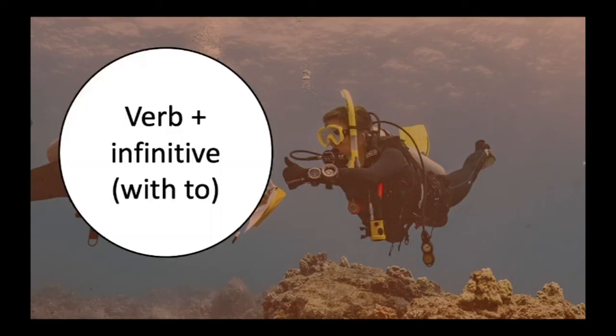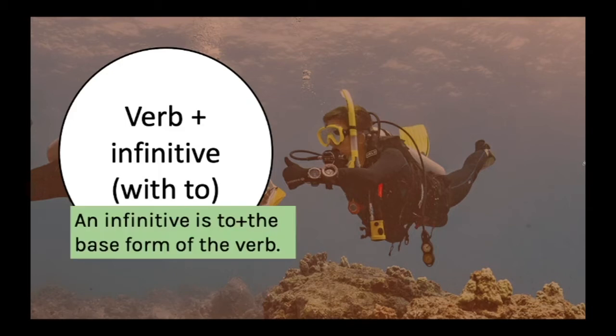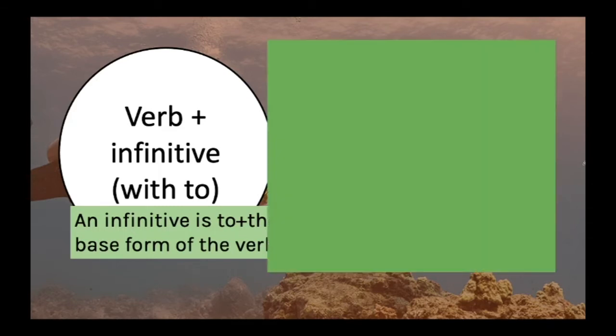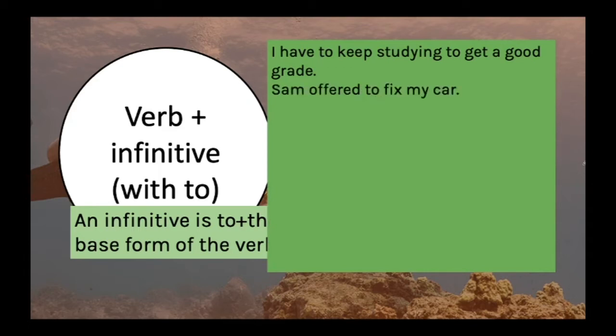The second verb pattern is verb plus infinitive. The infinitive is to plus the base form of the verb. So let's see some examples. I have to keep studying to get a good grade. After have, we use the infinitive.